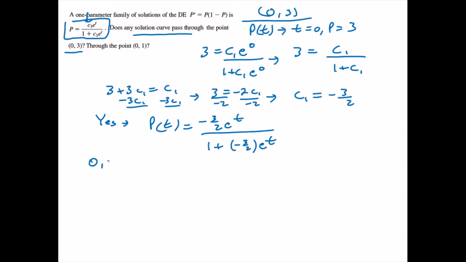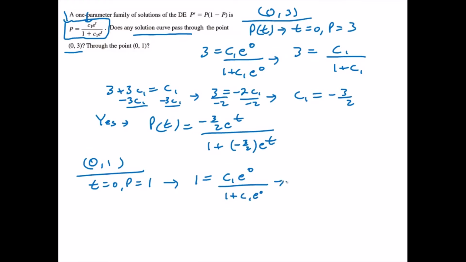But then we have to consider the point 0, 1. Well, in this case, t will be 0 and p will be equal to 1. So when we substitute those into the equation, we'll end up with 1 equals c sub 1 times e to the 0 over 1 plus c sub 1 times e to the 0. And that will give us 1 equal to c sub 1 over 1 plus c sub 1.